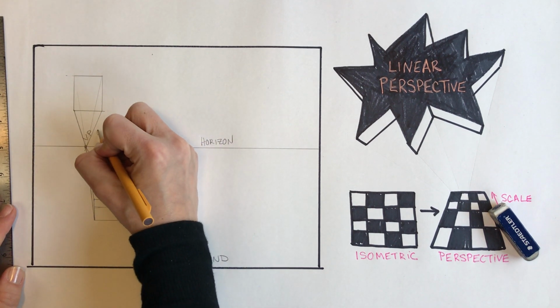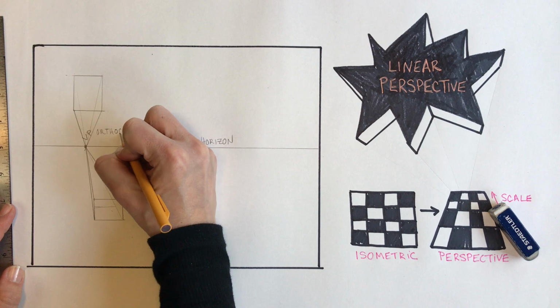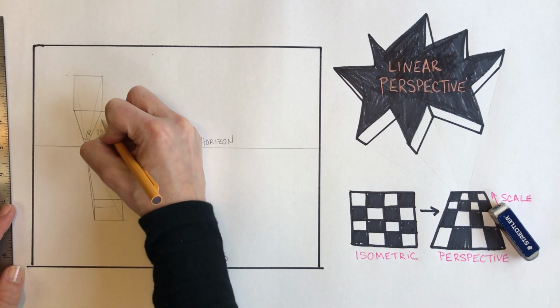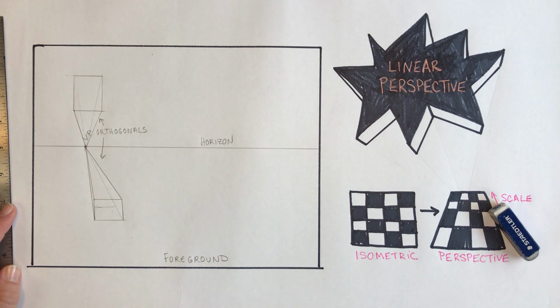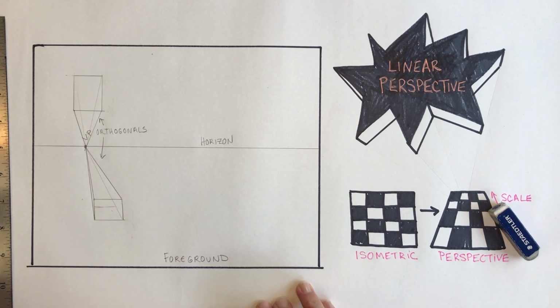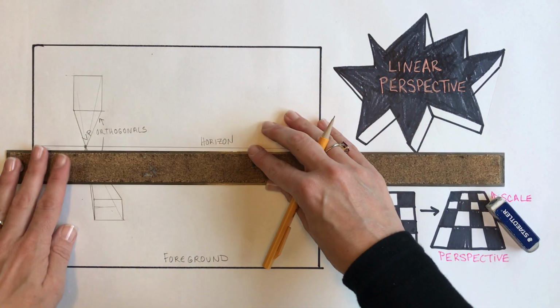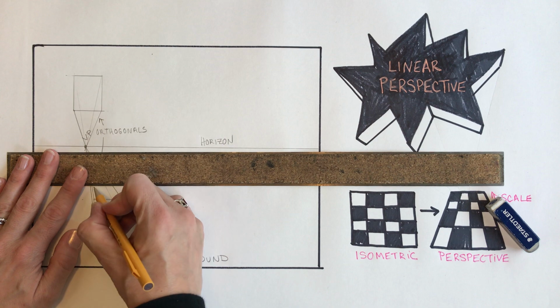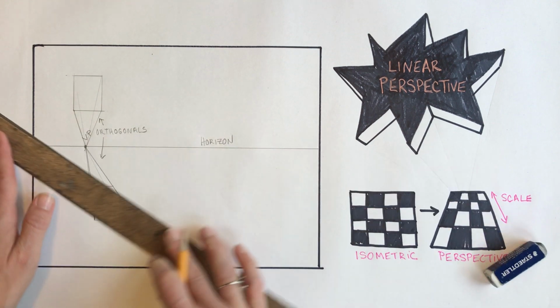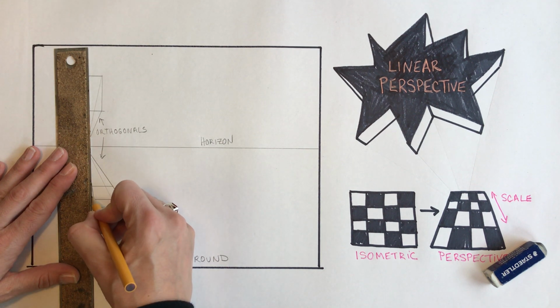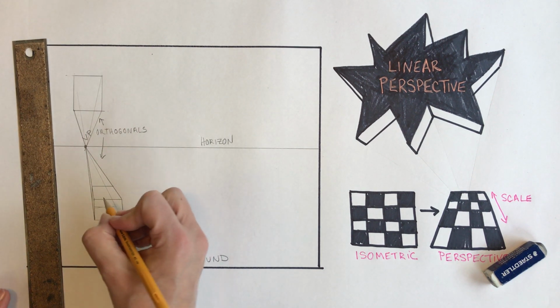All right, I'd like you to label these diagonal lines as orthogonal lines. Okay, the orthogonal lines, these are the angles that recede to your vanishing point. So now I've got these blocks that are coming forward, and I want to finish the illusion of perspective. What I mentioned at the start of my video is that the tops and the sides of your object, those are going to remain parallel.